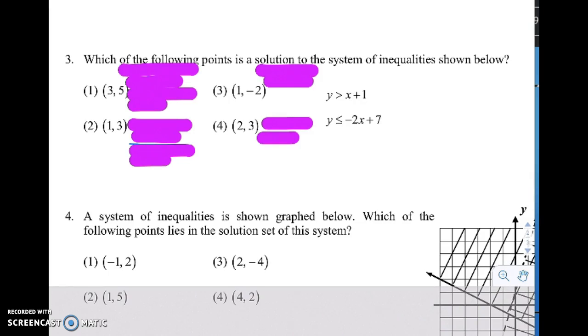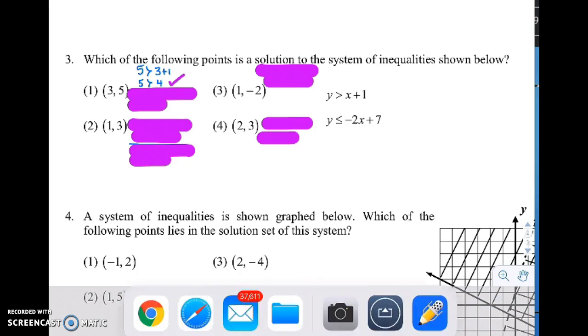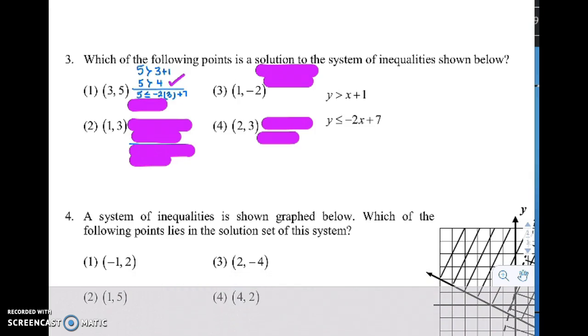And I decided to test each point in each inequality. So the first point, is 5 greater than 3 plus 1? Is 5 greater than 4? Yes. In the second inequality, is 5 less than or equal to negative 2 times 3 plus 7? Well, is 5 less than or equal to 1? No, it is not. So it's not choice 1.